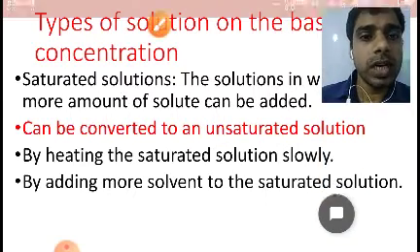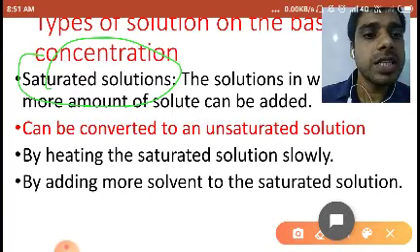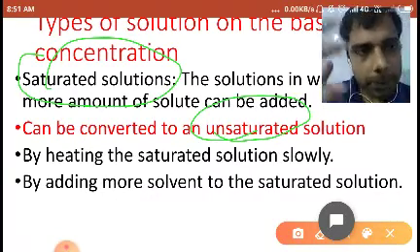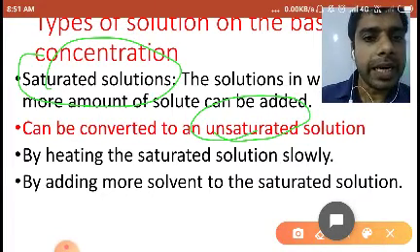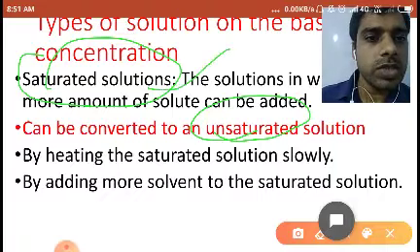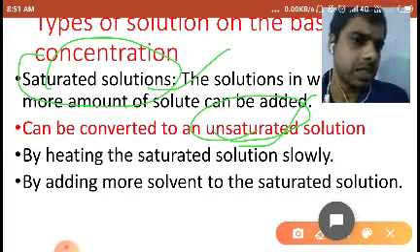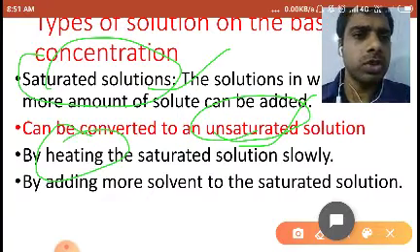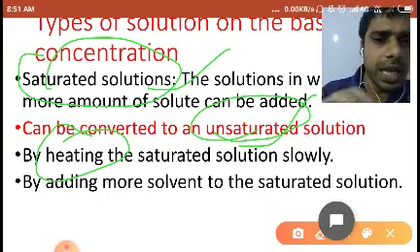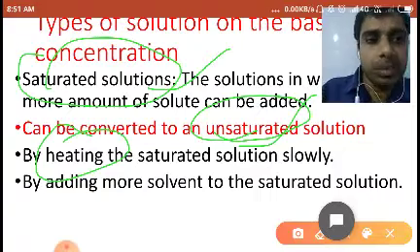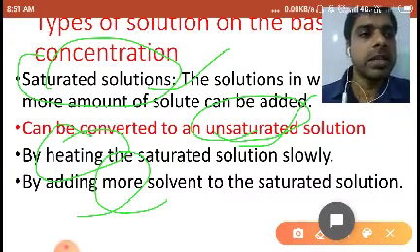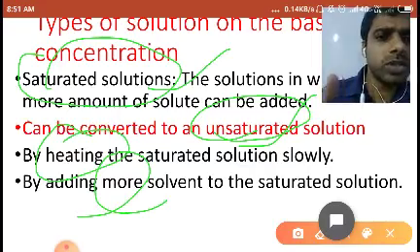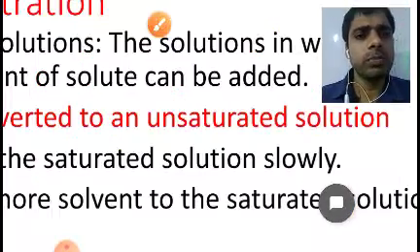Now you can see this saturated solution can be made unsaturated. What is the meaning of unsaturated? Before the saturation point, that is unsaturation, and you can make a saturated solution unsaturated. How? Just heat it, and you will see the interparticle space will increase, and if the interparticle space increases, then more solute can be added. That is the unsaturated point, where you can add more solute. The second way is by adding more solvent. Add more solvent, and you can add more solute, so that is the unsaturation point.